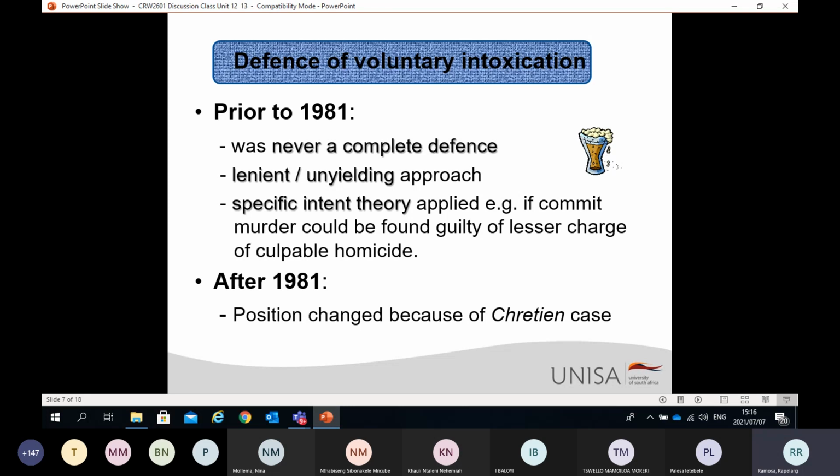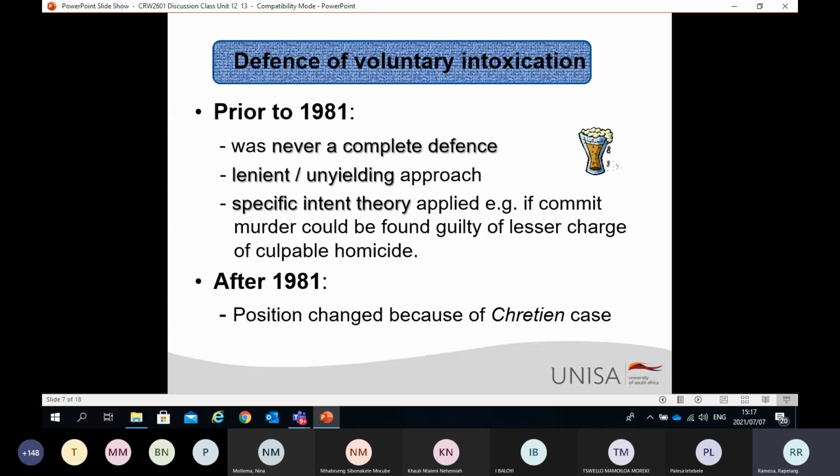If you were charged with assault GBH, assault with intent to cause grievous bodily harm, then what would happen is that the presence of intoxication or proof of it will just eliminate the specific form of intent there, and then you will still be guilty of common assault.